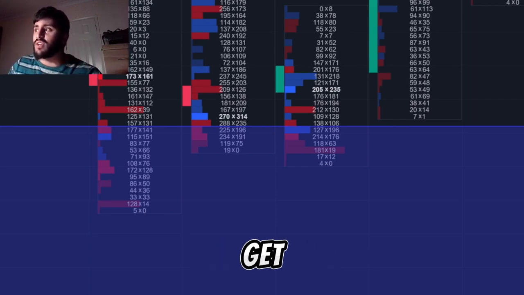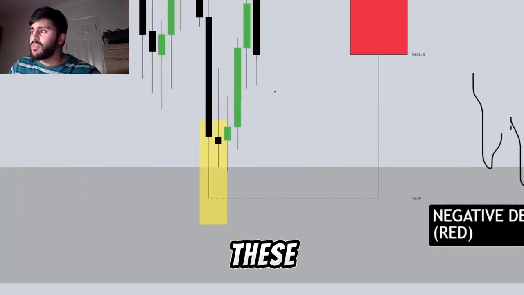Now, do these aggressive sellers get rewarded? Let's go back to the candlestick chart, right? Do these aggressive sellers get rewarded?